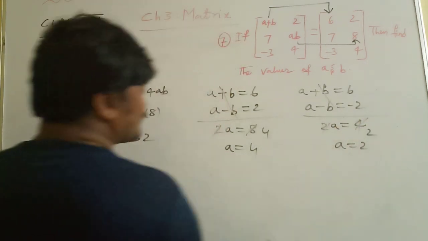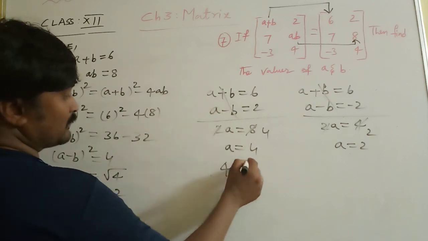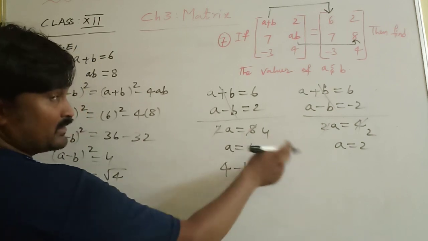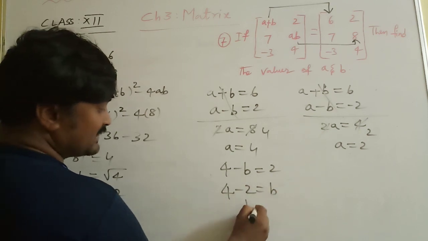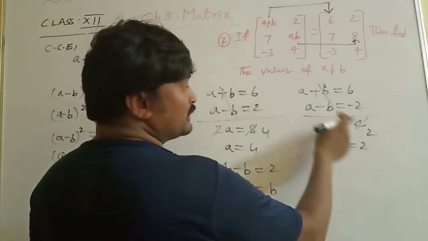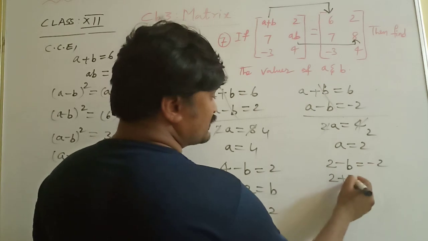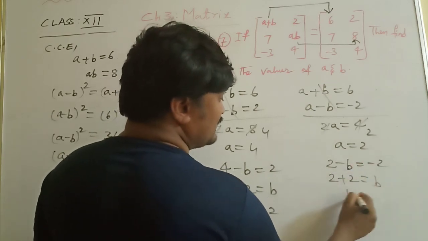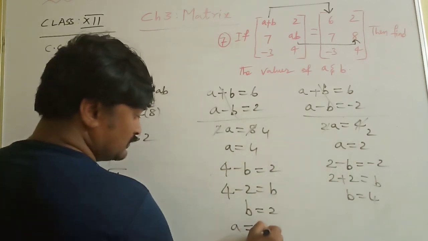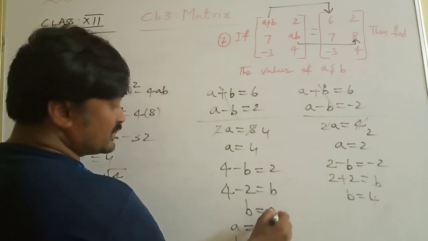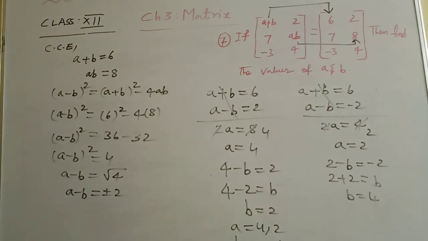A is equal to 4 here, and A is equal to 2 there. When A is equal to 4, substitute in this place: 4 minus B is equal to 2. Minus B goes to that side, plus 2 comes here as minus 2. 4 minus 2 is equal to B, so B is equal to 2. And here A is equal to 2, substitute: 2 minus B is equal to minus 2. Minus 2 comes here as plus 2. 2 plus 2 is equal to minus B, go to that side, B is equal to 4. So at last A is equal to 4 comma 2 and B is equal to 2 comma 4. These are your values. That is about problem number 7.